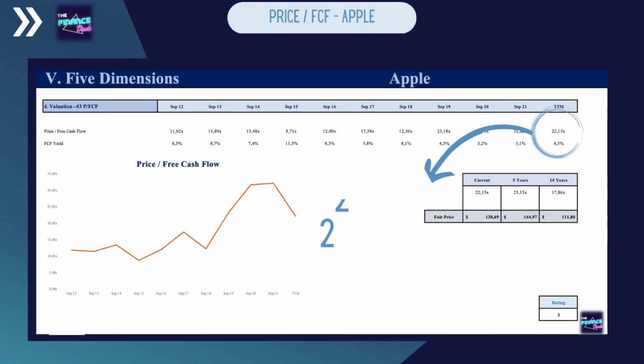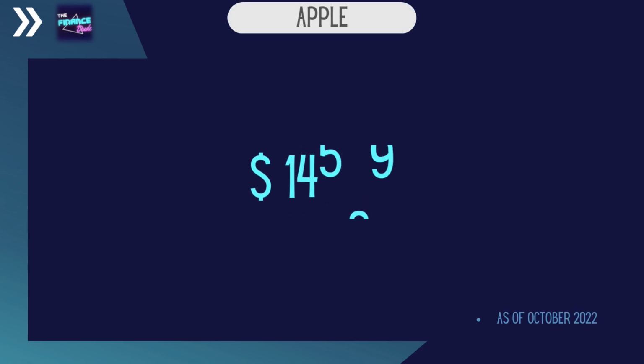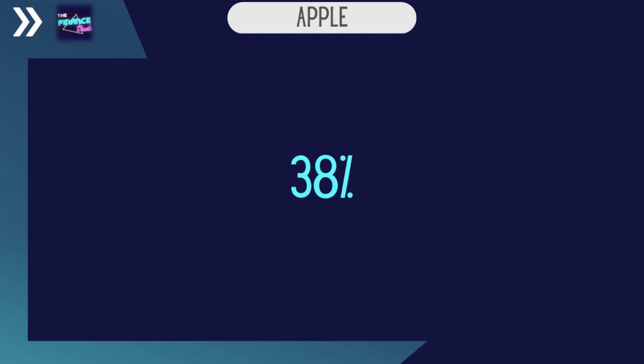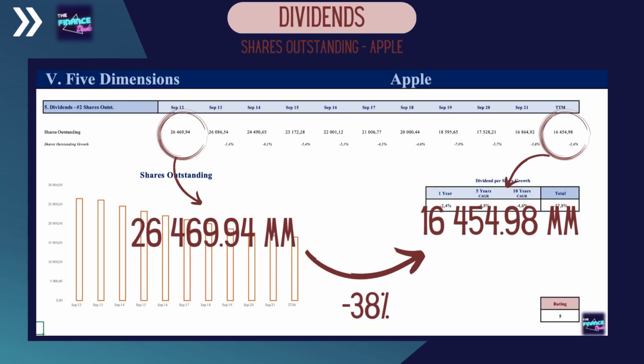Assuming the current price to free cash flow of 22.15x, the price per share would be $90.01. The current price is $145.09. Obviously, the 38% difference is the number of shares that Apple bought during the last 10 years, 38% of the 2012 existing circulating supply. That's massive.